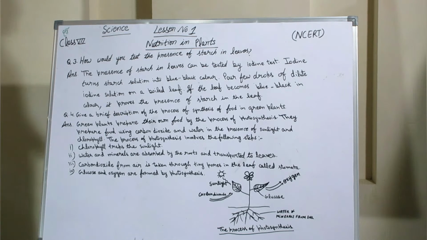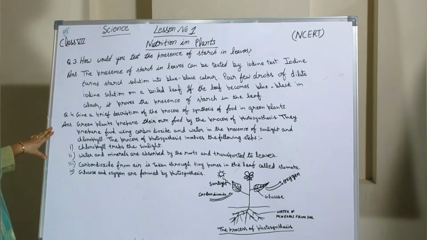Next question, question number 4. Give a brief description of the process of synthesis of food in green plants. Answer, green plants prepare their own food by the process of photosynthesis. They prepare food using carbon dioxide and water in the presence of sunlight and chlorophyll. The process of photosynthesis involves the following steps.